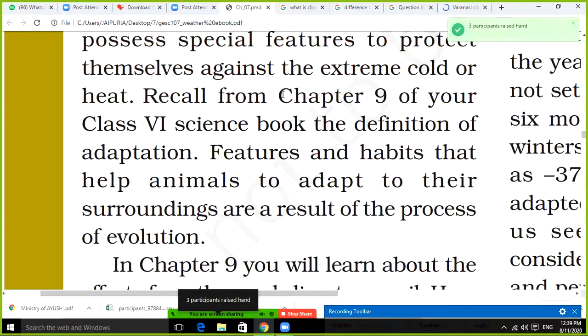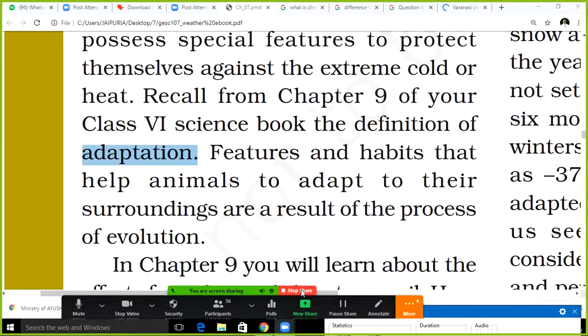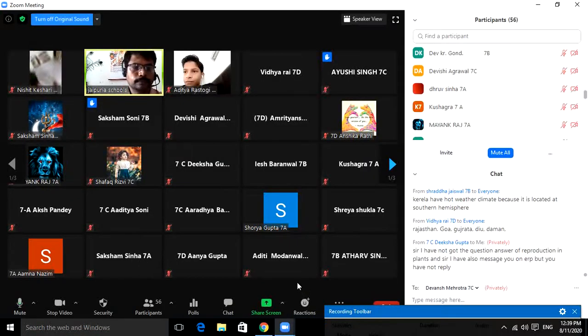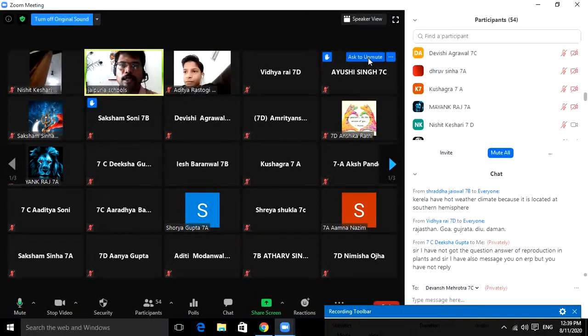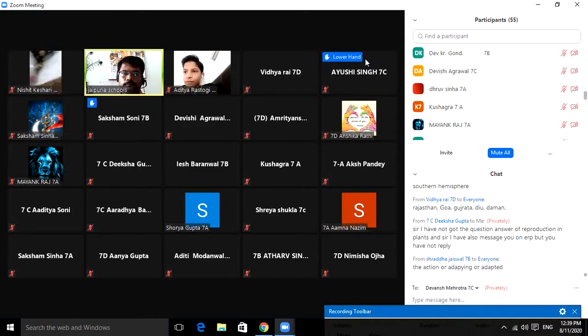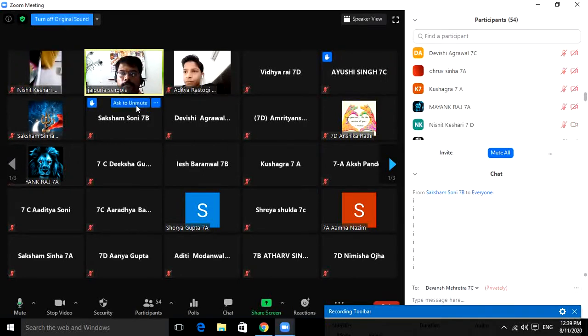In a previous class, in chapter 9 of your class 6 science, you studied the definition of adaptation. Can anyone tell me? What is adaptation? Is anyone ready to give me the answer? Yes, Singh. What is adaptation? Saksham, yes, tell me. What is adaptation?